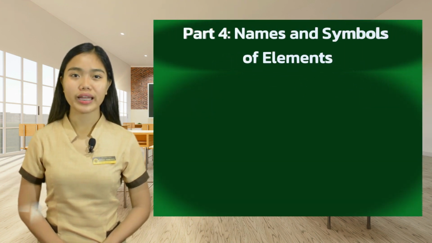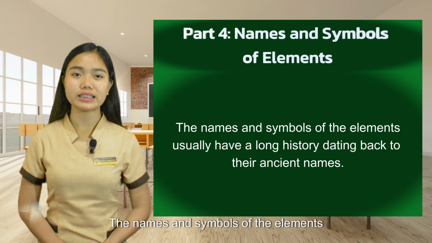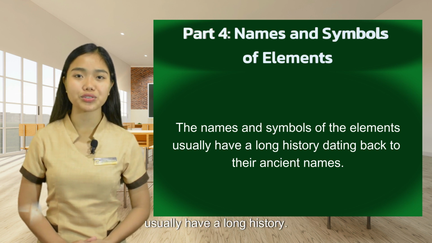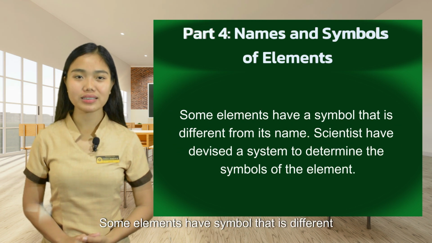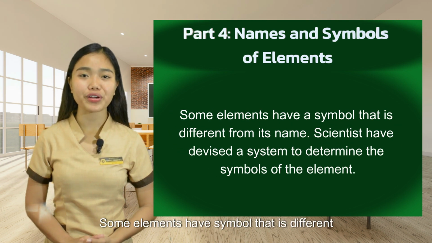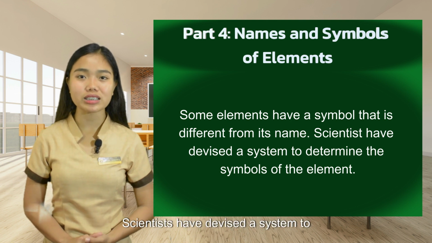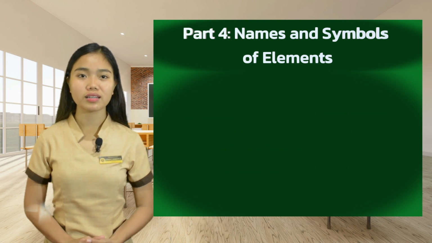Part 4. Names and symbols of elements. The names and symbols of the elements usually have a long history dating back to their ancient names. Some elements have symbols that are different from their names. Scientists have devised a system to determine the symbols of the elements.